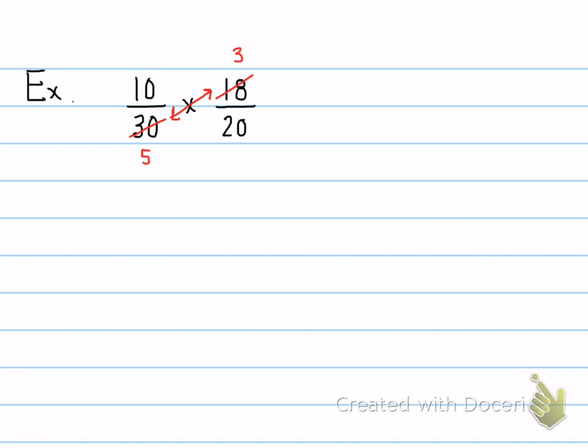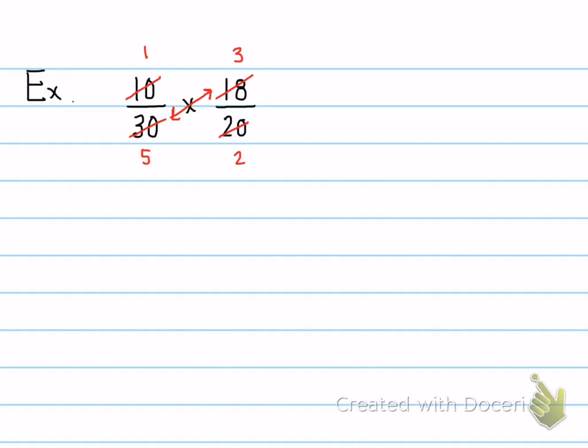I check my diagonal again. I have 3 and 5, and nothing goes into both 3 and 5. I'm going to check the other way. I have 10 and 20. I know that 10 goes into both of those. 10 goes into 10 one time. 10 goes into 20 2 times. 1 and 2, all set.